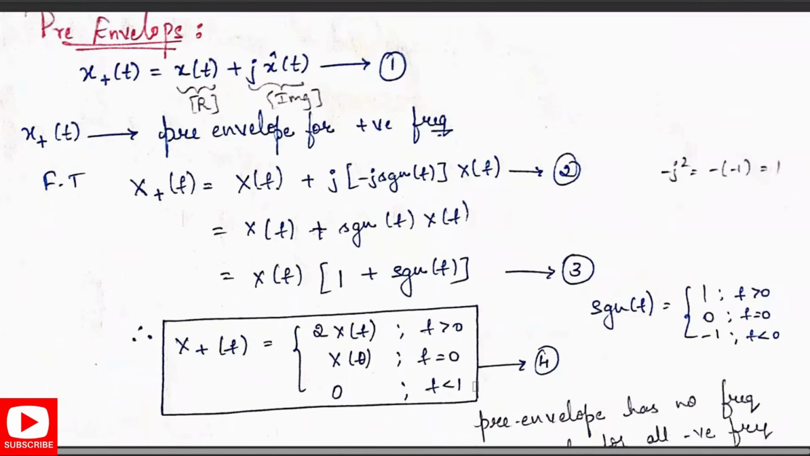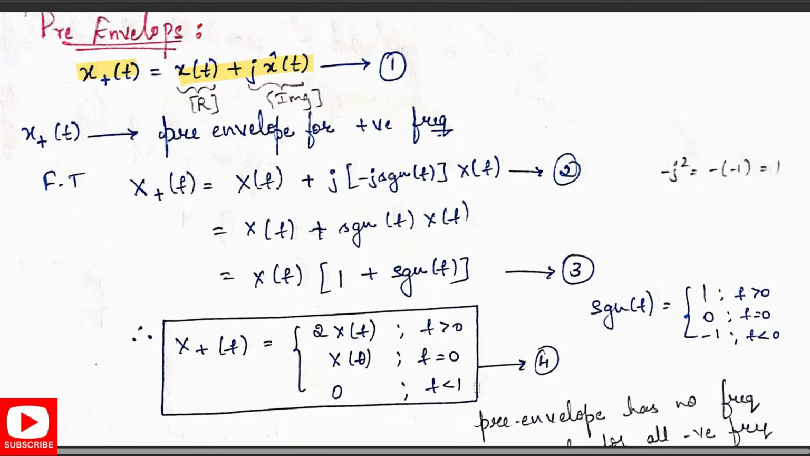Here, firstly, you have to derive the pre-envelope. For that, first we will consider x plus of t as x of t plus j x cap of t. So what is x plus of t? It's the pre-envelope for the positive frequency. Here, this is our real part and this is our imaginary part. So let's consider the Fourier transform of equation 1. We get x plus of f is equal to x of f plus j of minus j signum function of f into x of f. So here minus j into j, we get j square, which is 1. So x of f plus signum function of f into x of f. Taking x of f as common, we get 1 plus signum function of f.